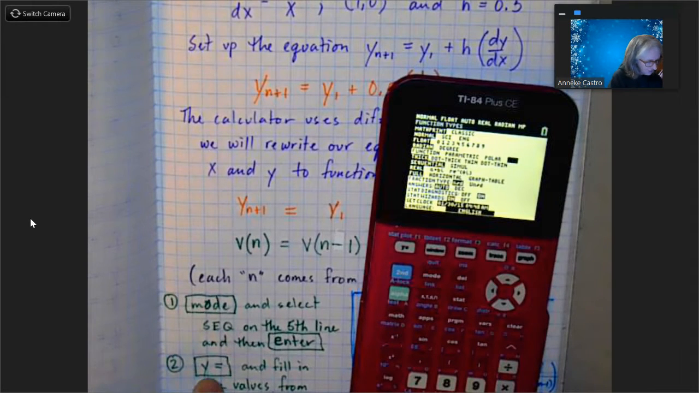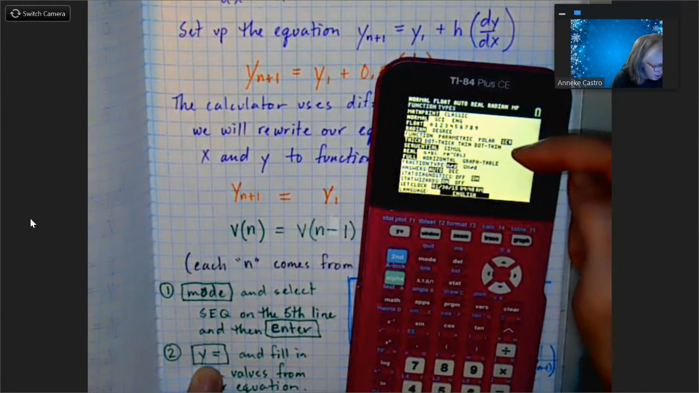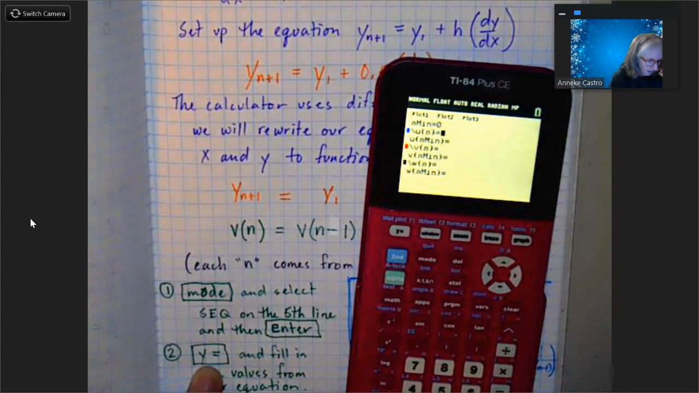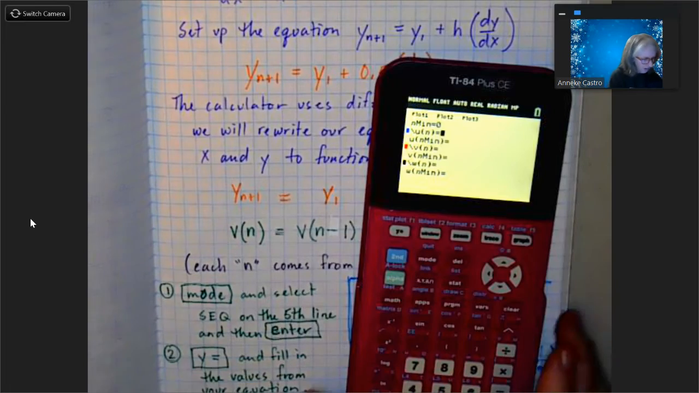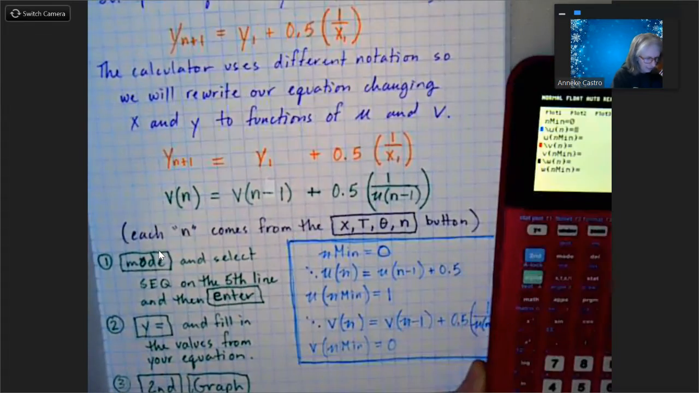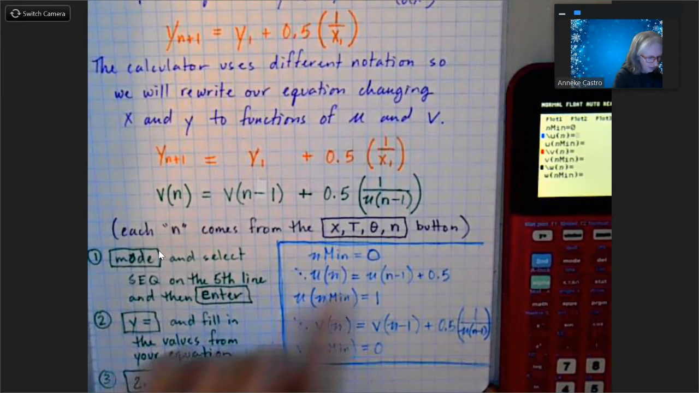Next, we're going to press y equals. Normally when we press y equals, we get to type in equations. But now that we've changed the mode, when I press y equals, notice, ooh, I get this weird thing. Here I've given you all the values over here in blue. Here are the values we're going to be putting in, and I'll explain them. It might be worthwhile to make some additional notes as to what these all mean.